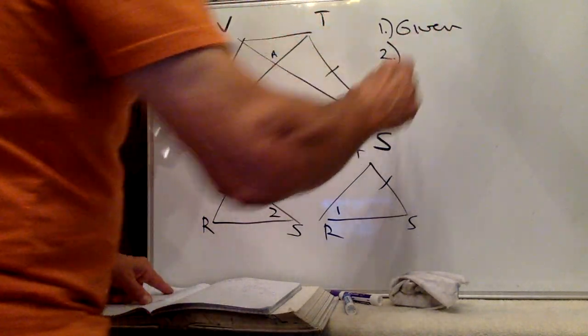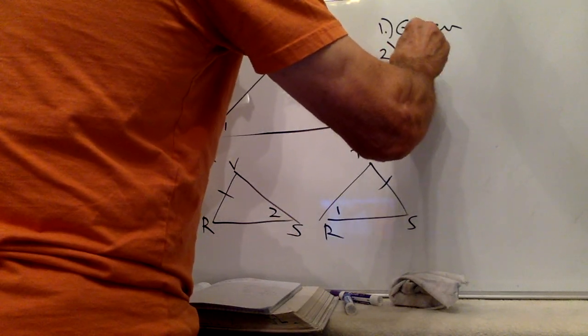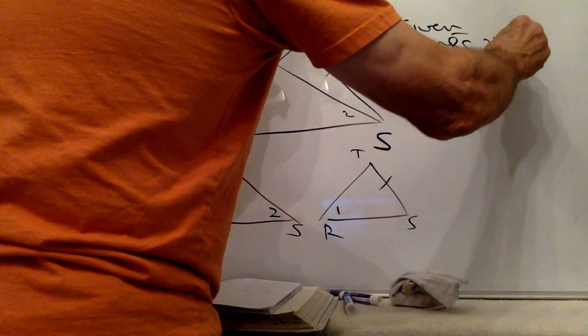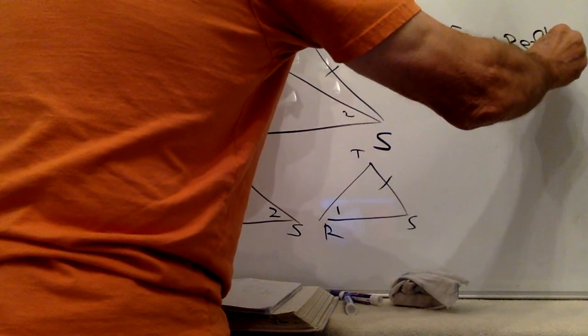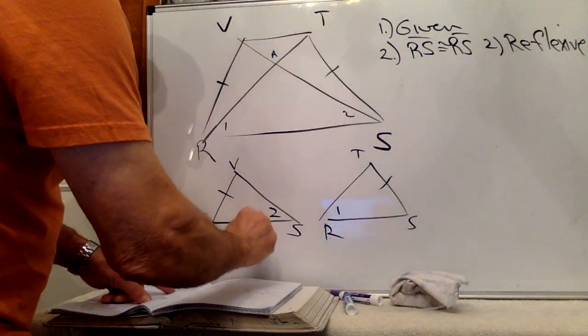So I know that RS is congruent to itself, reflexive. It's in both triangles.